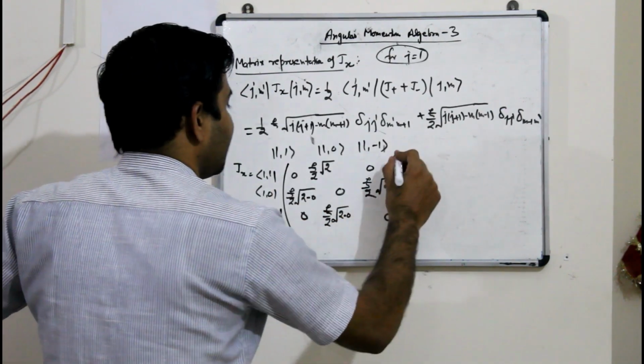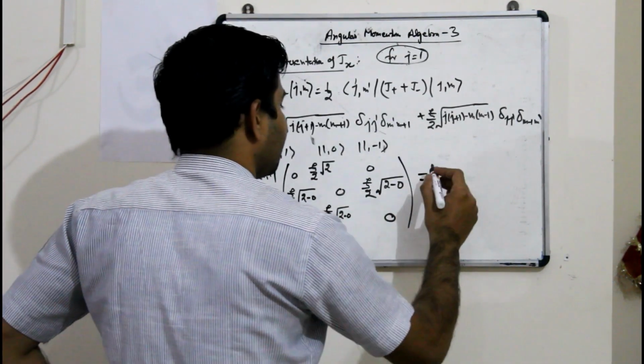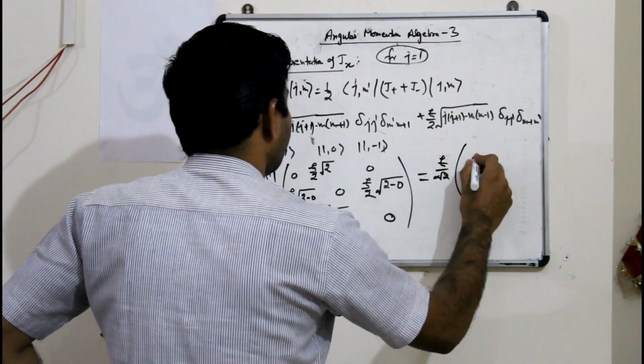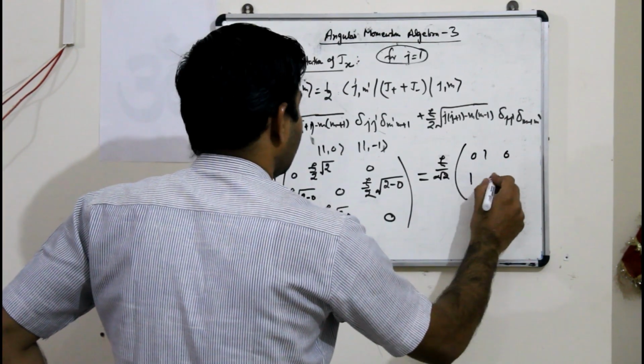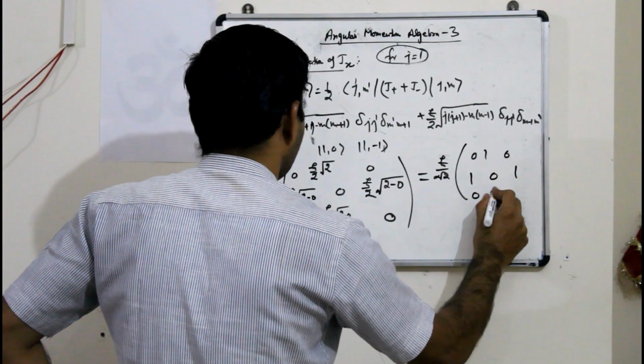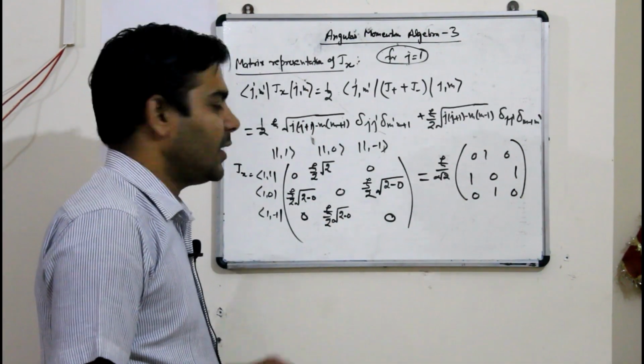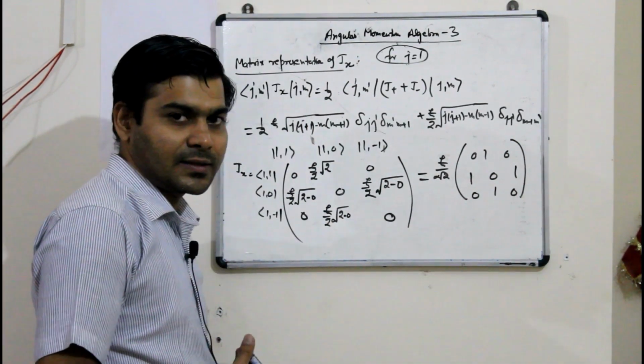So this is the matrix representation of J plus for small j equal to 1, which can be written as h cross by root 2 times 0, 1, 0, 1, 0, 1, 0, 1, 0. So that's what we get for Jx.